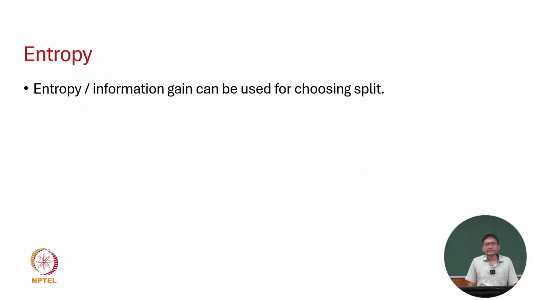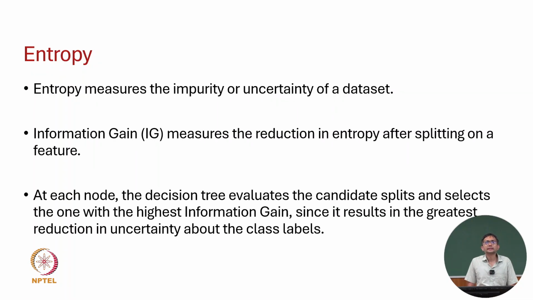So often in the decision tree, entropy or the information gain concept is used for choosing the split. How does it work? Entropy measures the impurity or uncertainty of a dataset. Information gain measures the reduction in entropy after splitting on a particular feature.